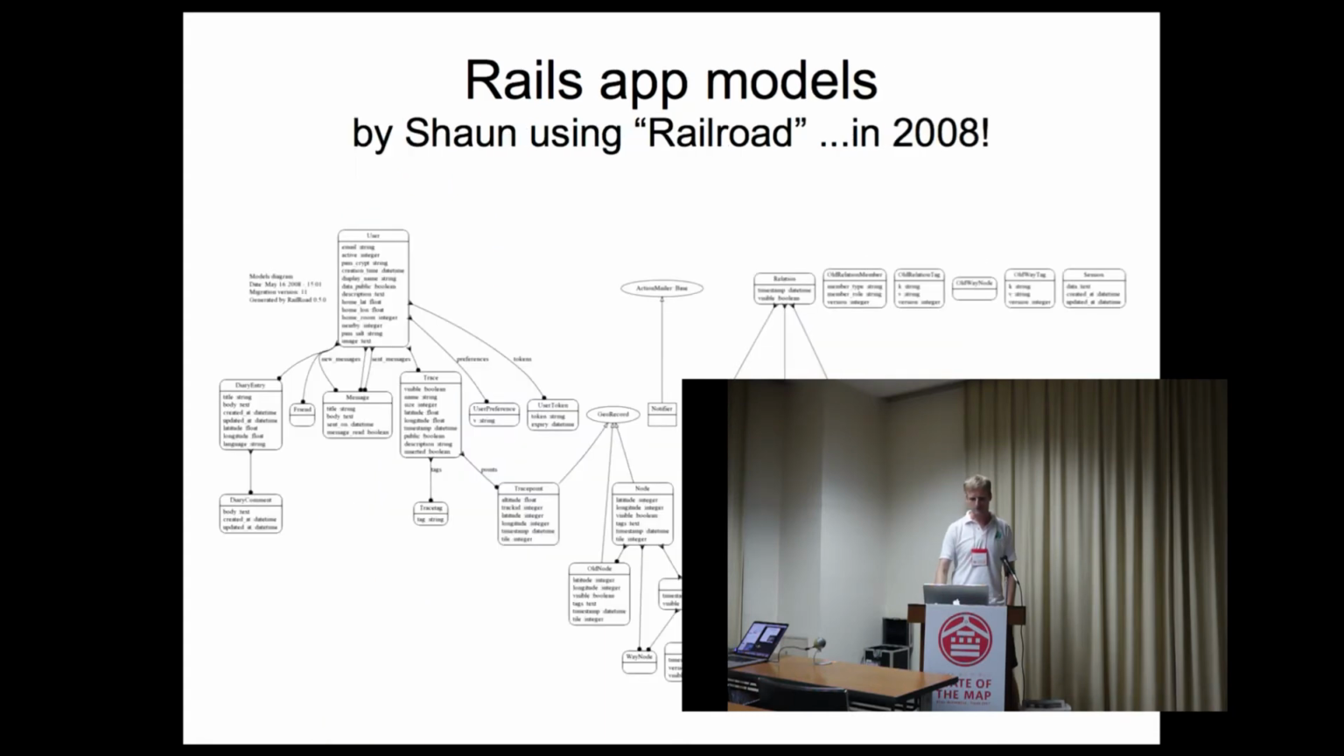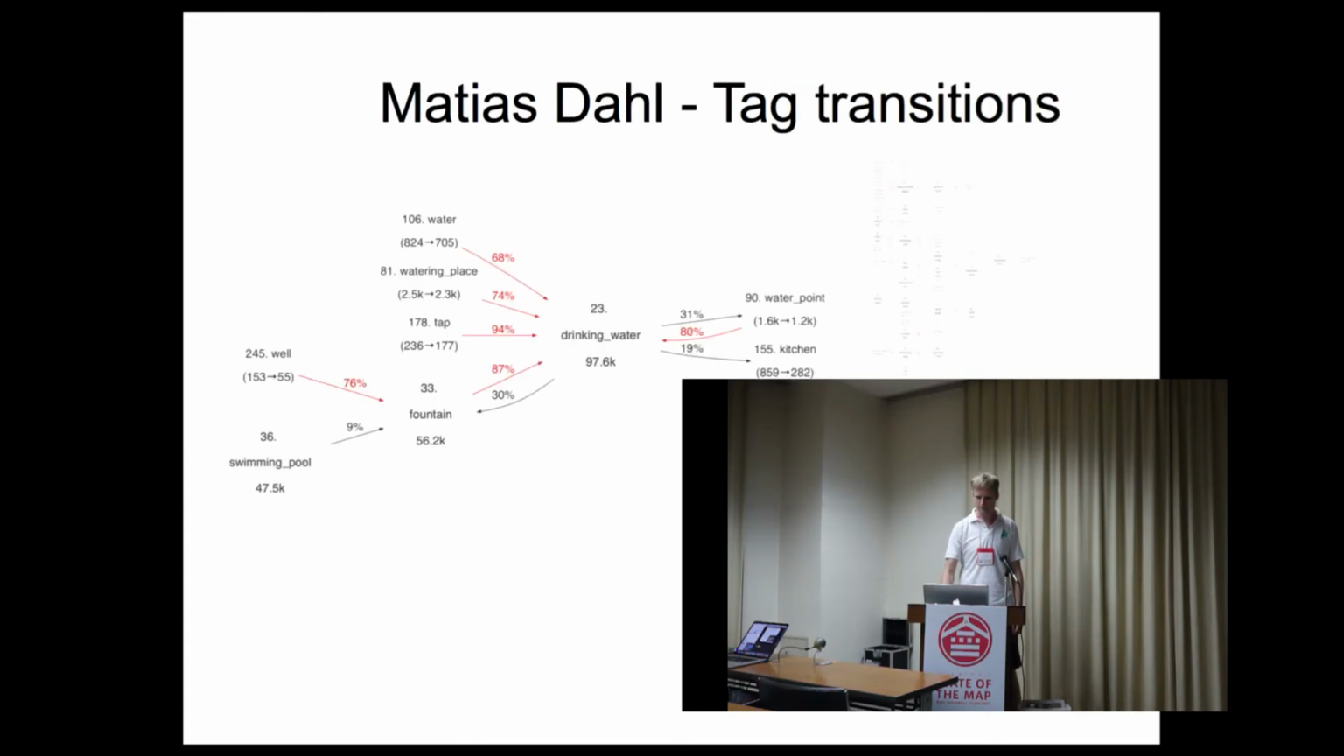I came across this diagram as well, which is a similar thing. This is actually automatically generated from the models within the Rails code base. But it's nine years old now, so that diagram needs a bit of an update. But it's quite interesting that you can automatically generate these things.